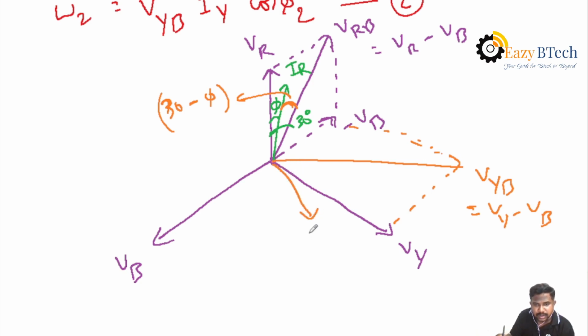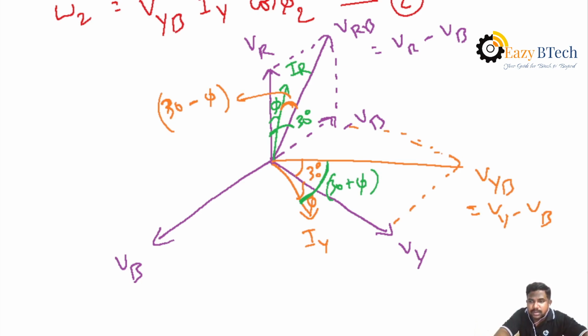Then this is the current IY. We know the phase angle is phi. And what is the angle between phase voltage and line voltage? We know that is 30 degrees. But we require the angle between IY and VYB. That is the total phase angle between IY and VYB. That is 30 plus phi. Okay, here the important point is the two angles. What is the angle between IR and VRB? What is the angle between IY and VYB?